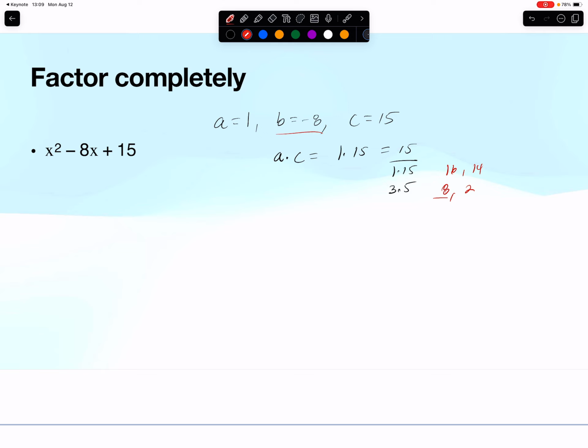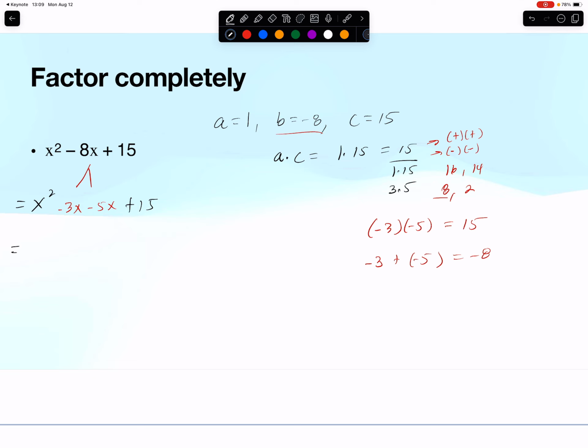And so we have a positive 15, that's our product, so that can happen by a positive times a positive or a negative times a negative. So because our b is negative, we need our terms to be negative. So -3 times -5 is 15. -3 plus -5 is going to be -8. Okay. And so if we do the old way, we're going to split up that -8x into a -3x and a -5x.